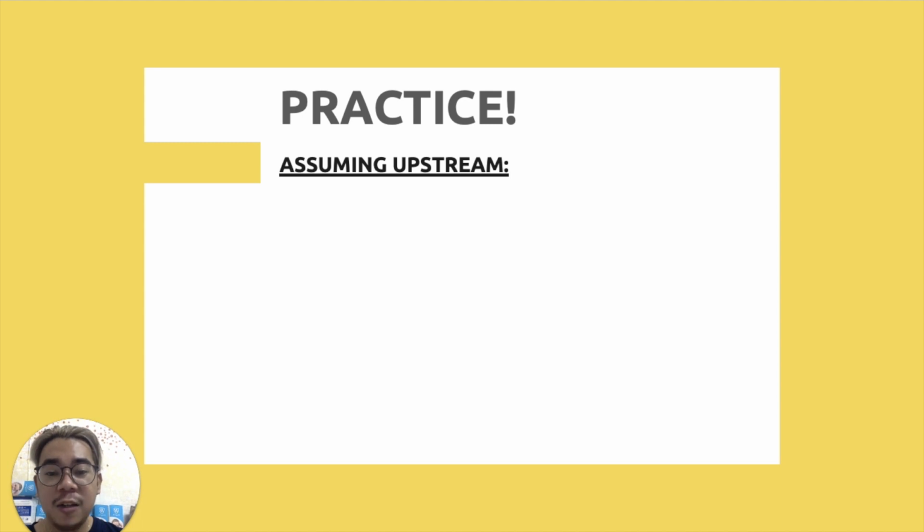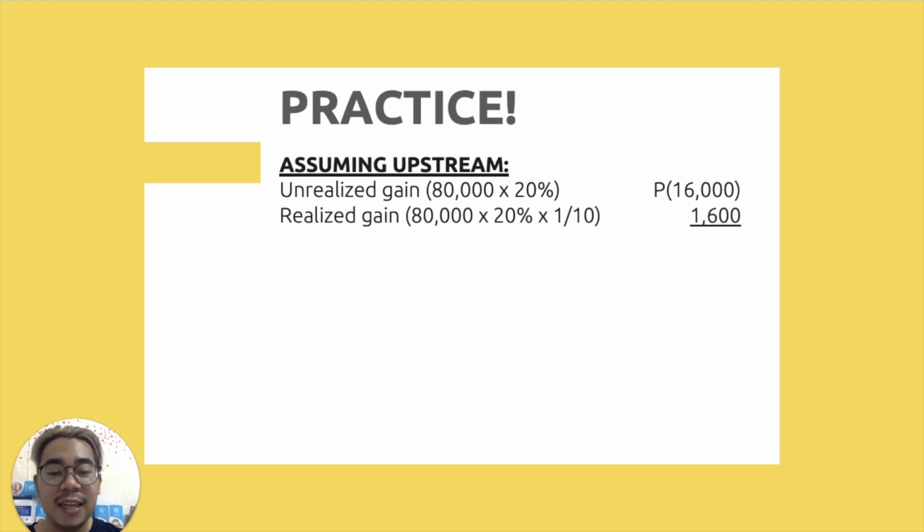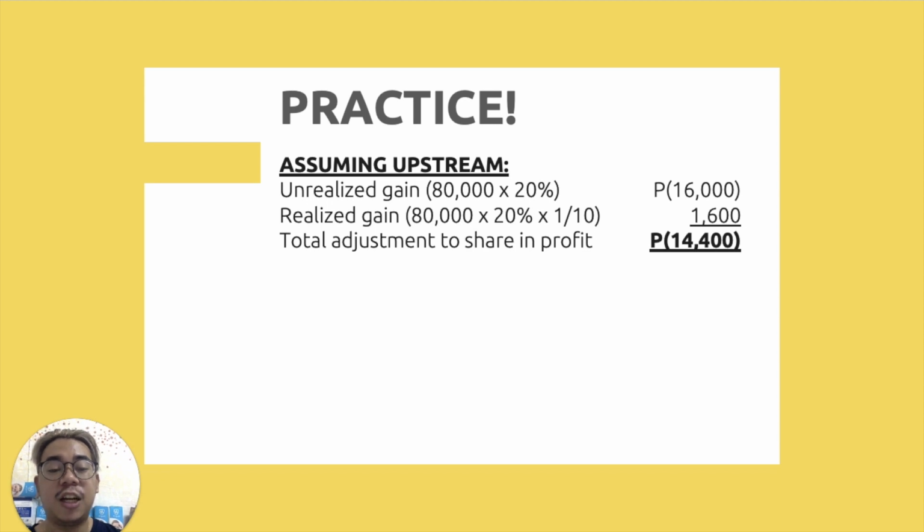So, ang i-eliminate ni investor is yung share niya sa profit. So, ang entry natin is yung unrealized gain, 80,000 times 20%, 16,000. Tapos, magkaka-realized gain na 1,600. Ang adjustment sa share in profit ay 14,400.